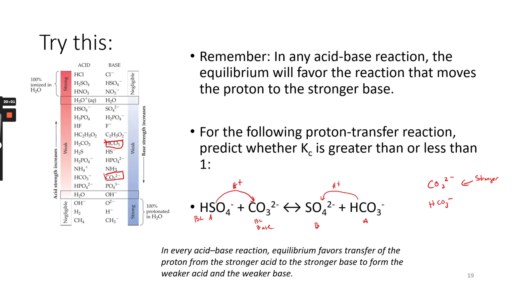Oh, I'm sorry, I'm comparing the wrong ones. SO4 2 minus: this is the stronger base, and this is the weaker base. So which way is this going to move? Let's go back and reread it. In an acid-base reaction, the equilibrium will favor the forward reaction that moves the proton to the stronger base. Here's my stronger base, so this forward reaction is going to occur. Since the forward reaction is going to occur, I'm going to make more products. My equilibrium constant will be greater than 1.